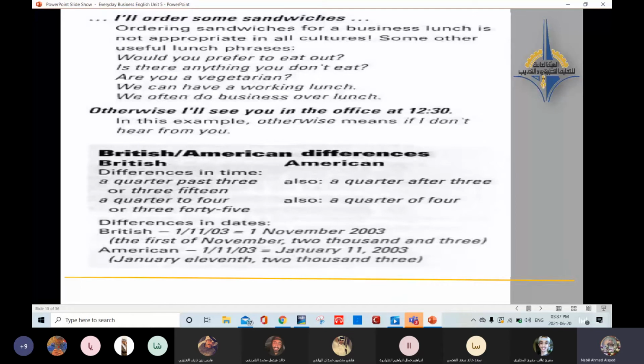A quarter to four يعني الساعة أربعة إلا ربع. 3:45. الأمريكان يقولوا a quarter of four. يبقى شوف الأمريكي مختلف عن البريطاني في ذكر الساعة. البريطاني يقول a quarter past three. الأمريكي a quarter after three. نفس المعنى بس الطريقة اختلفت. A quarter to four or a quarter of four. بالنسبة للتواريخ. Dates. التواريخ.